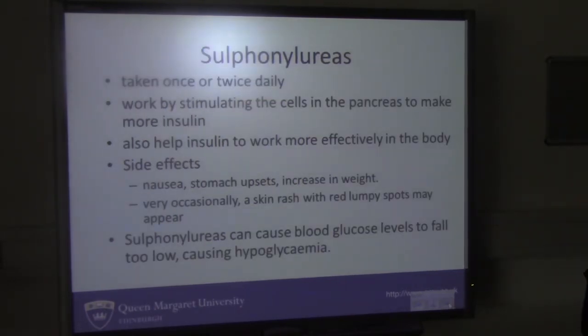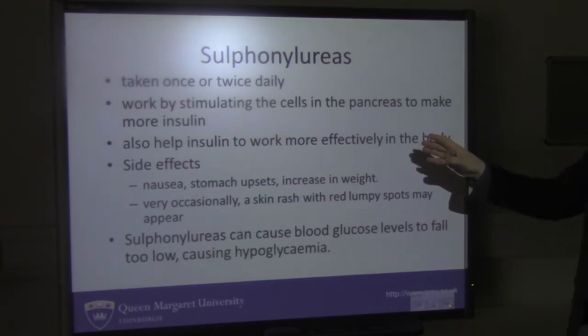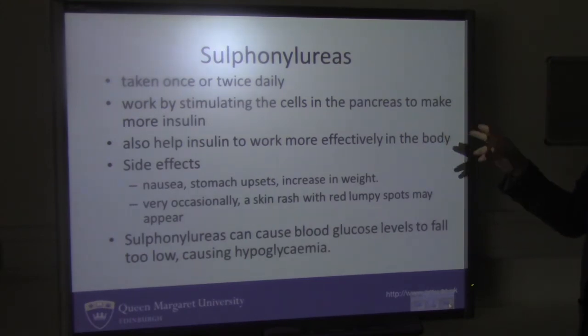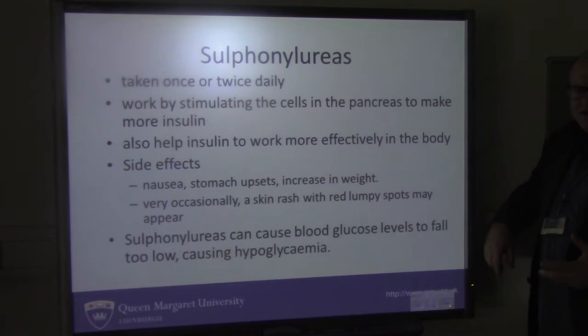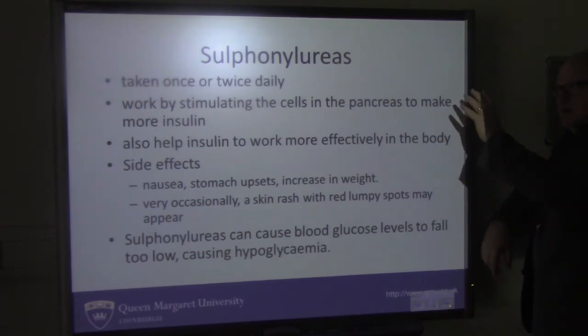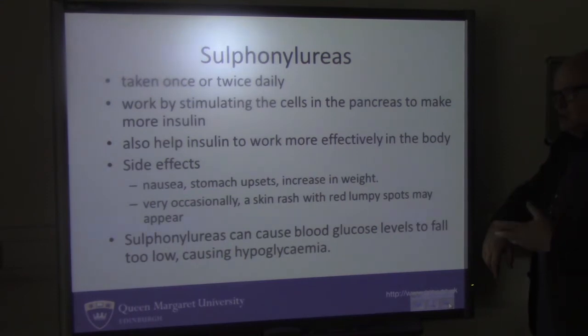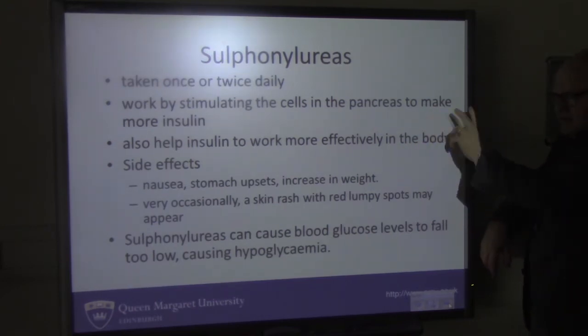Let's start with the sulphonylureas. These are drugs that are taken once or twice daily, and what they do is they stimulate the cells in the pancreas to make more insulin. So therefore, it's not that the pancreas is unable to make insulin, it's just not making enough. And these drugs make the pancreas create more insulin. And they also affect the insulin to work more effectively in the body, so they overcome insulin resistance. So they've got a double-edged attack.